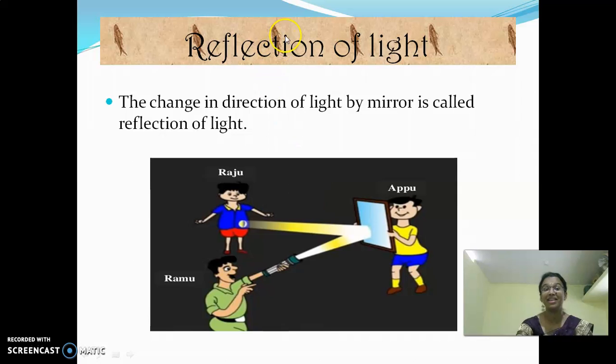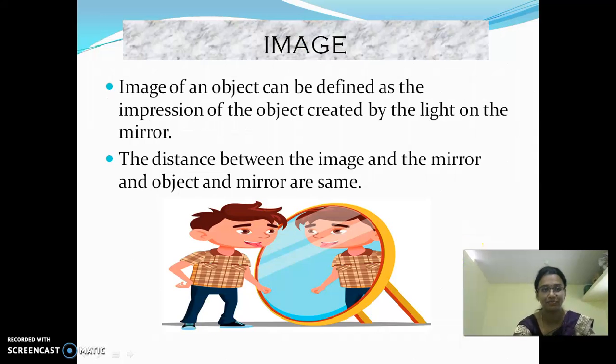Next, what is reflection? The change in direction of light by a mirror is called reflection of light. If you want to change the light path, that is the direction of light, we can use a mirror. I said, playing with a mirror on sunlight: if you show the mirror in the direction of the sun rays, the light falls on the mirror and reflects. We are able to see that light. That is called reflection of light.